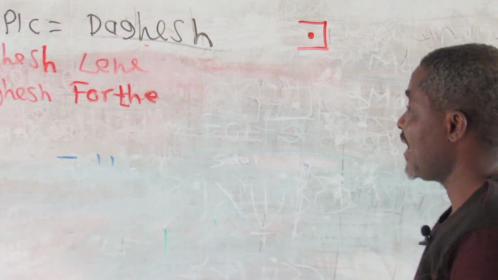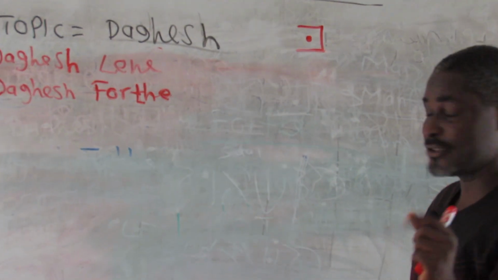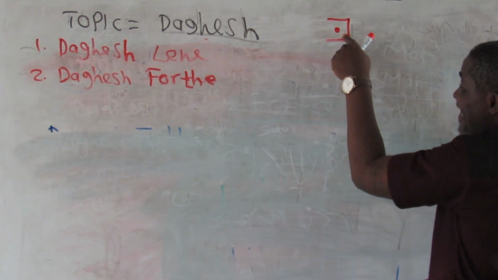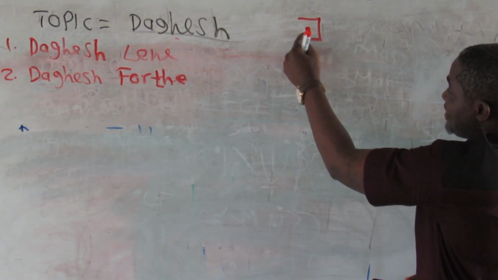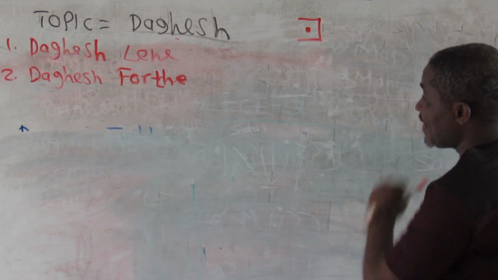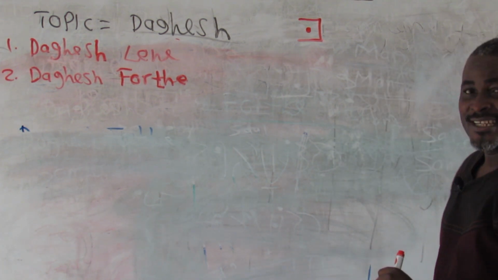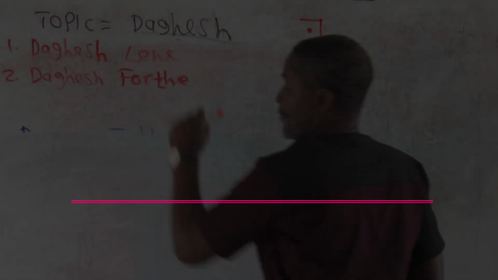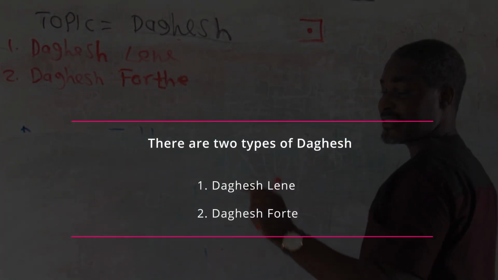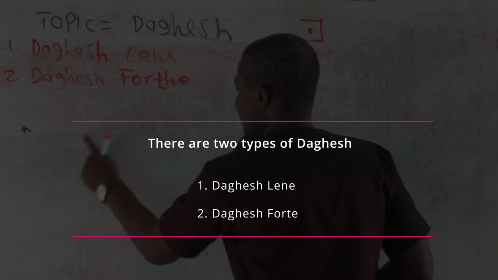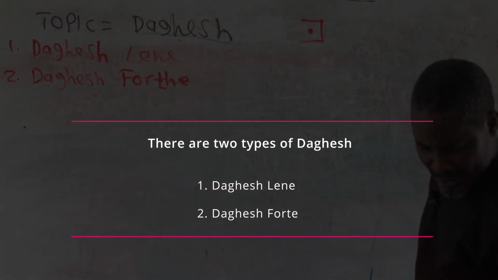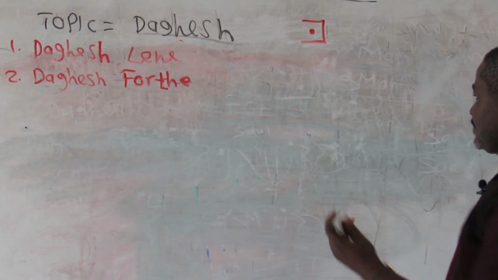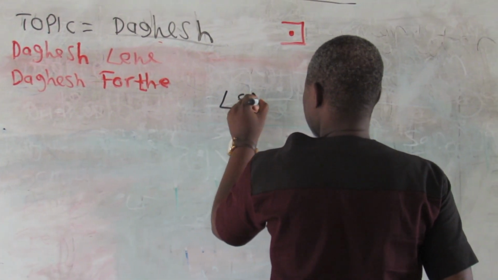And when we talk about Dagesh, we have two types of Dagesh. So when you look at this letter, this is bet. It has a Dagesh inside. That dot inside is called Dagesh. It's at the heart of that letter. And this Dagesh is of two types. The first one is called Dagesh Lini. Then the second one is called Dagesh forte. But now I want us to start by examining what is Dagesh Lini.